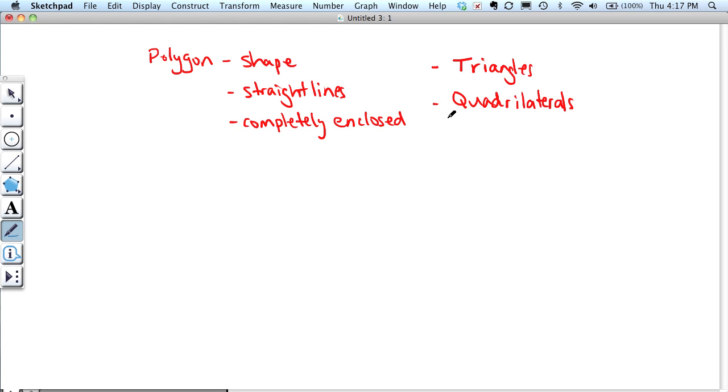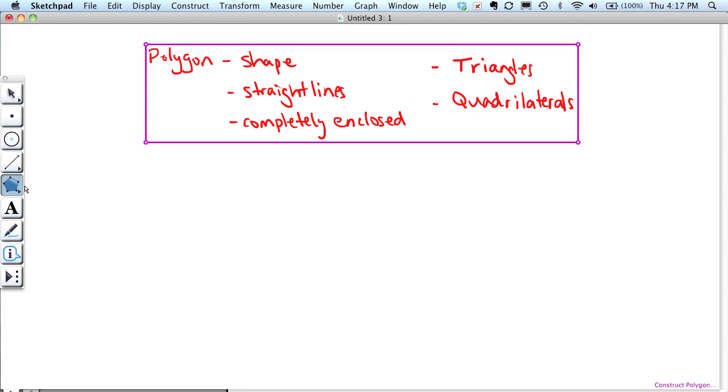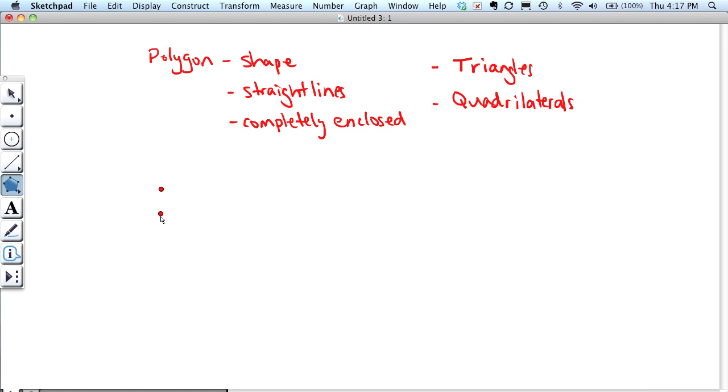Now the first thing that we're going to need to be able to do is find out, so we can build equations later on, how many degrees are there in each type of polygon. So what I'm going to do is build a quick example of a triangle. So I'm going to just build a triangle and then another one and another one.